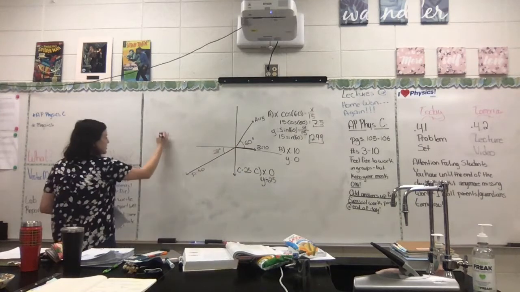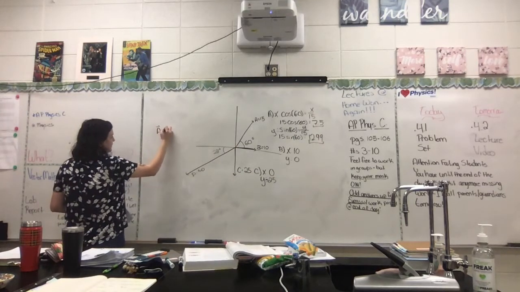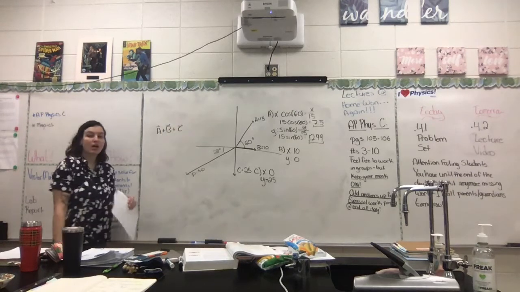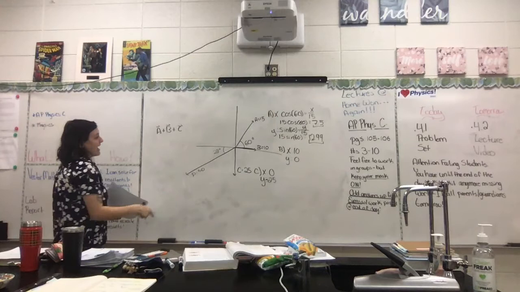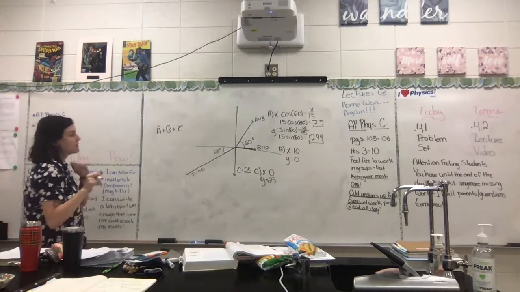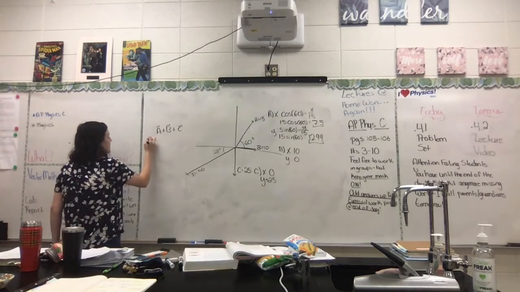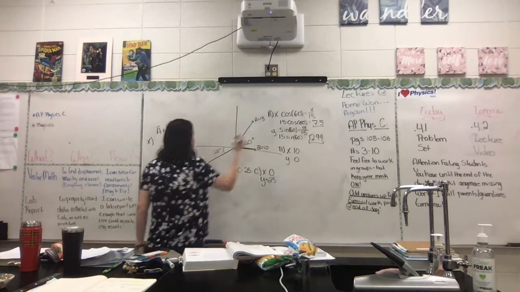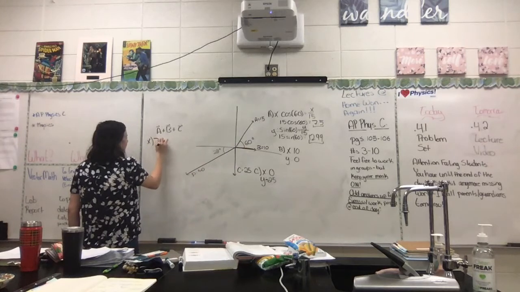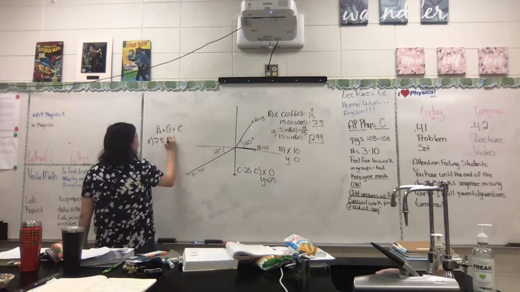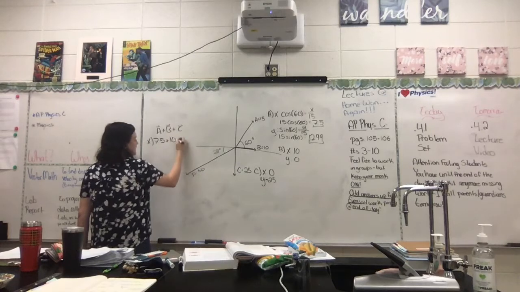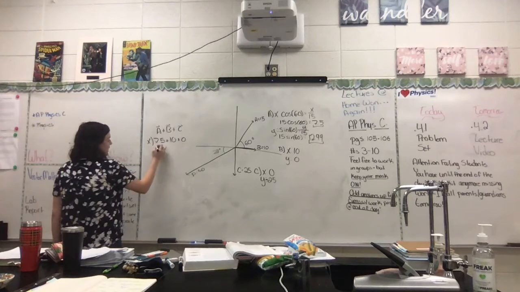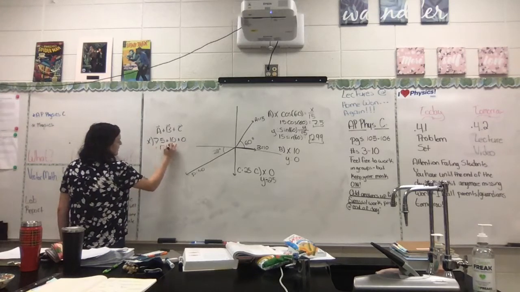Now what we were asked to do was find A plus B plus C. That means we need to add together all of those x and all of those y components. So let's deal with x first. The x of A is 7.5, the x of B is 10, and the x of C is 0. So we're going to have 7.5 plus 10 plus 0, which is going to give us an x component of 17.5.